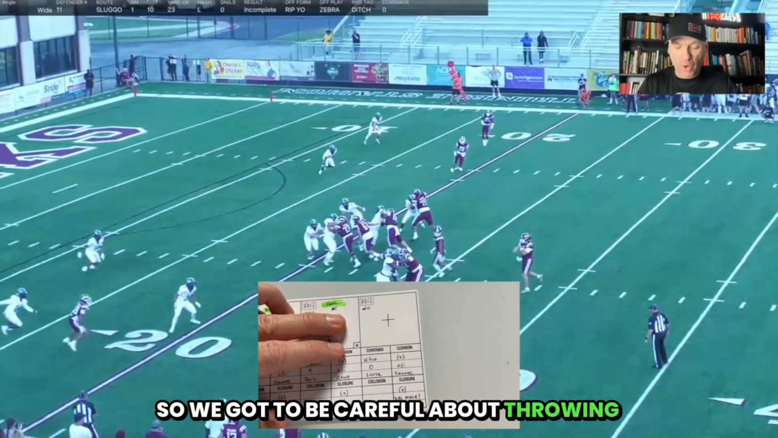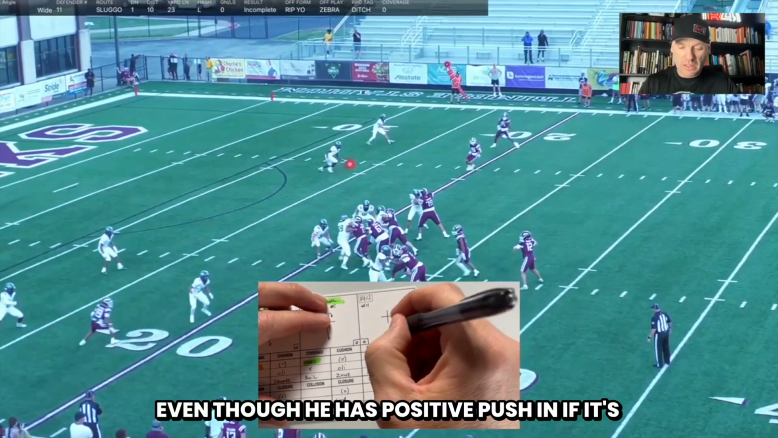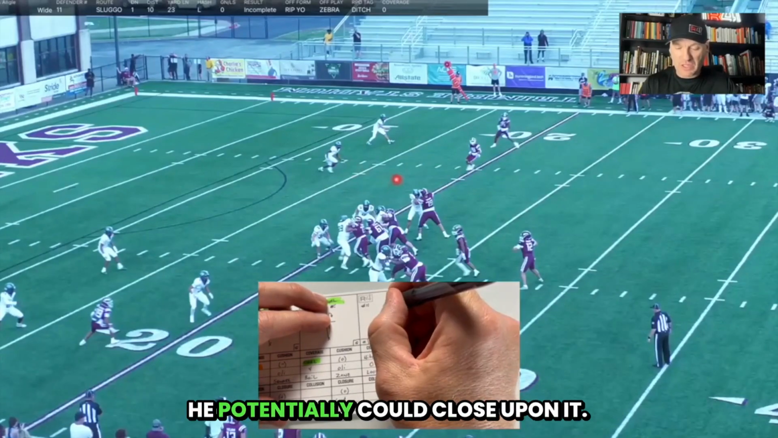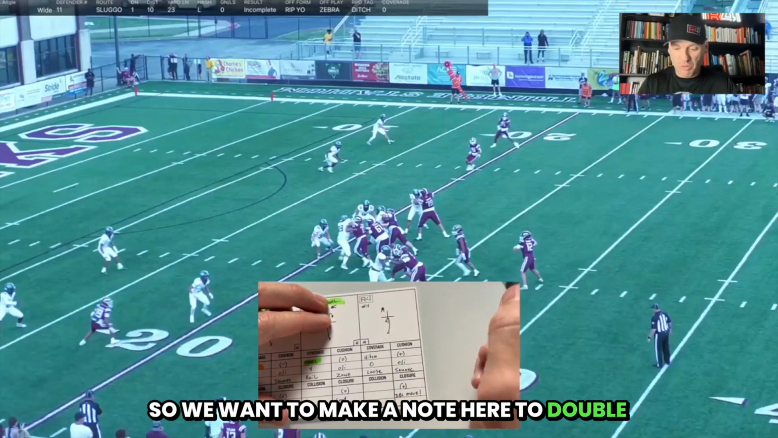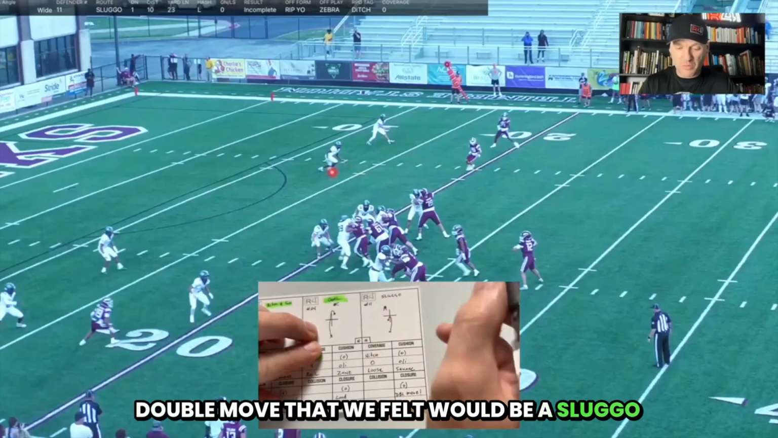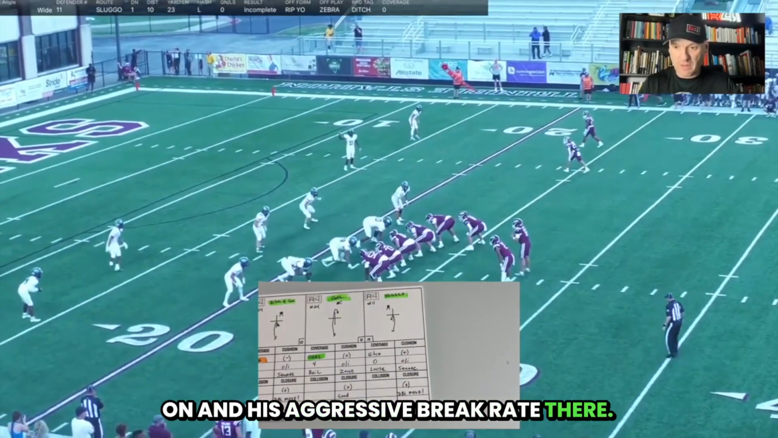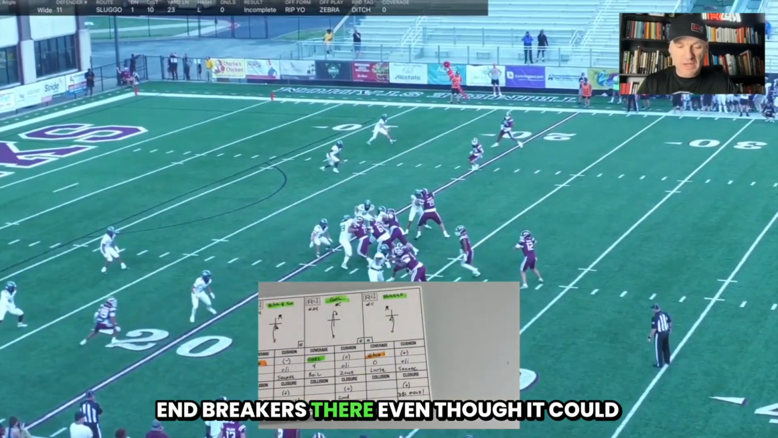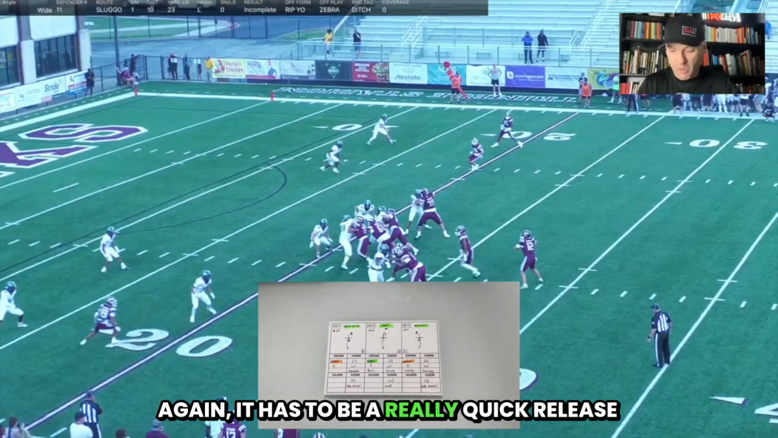So we got to be careful about throwing quick game against loose 0 against 11, even though he has positive cushion. If it's any kind of in-breaking route, he potentially could close upon it. It's going to be very close. So we want to make a note here to double move him in this situation. And the best double move that we felt would be a sluggo because of the space that he would be breaking on and his aggressive break rate there. All right. So again, sluggo would be highlighted as an option. We want to stay away from hitch routes and in-breakers there, even though it could probably be completed just because of the threshold. But again, it has to be a really quick release.